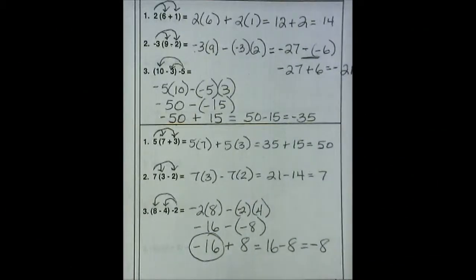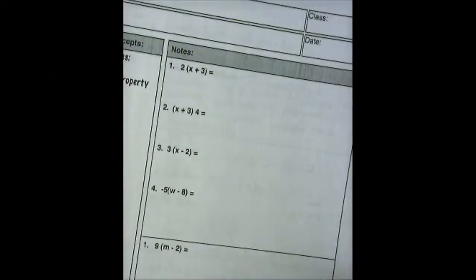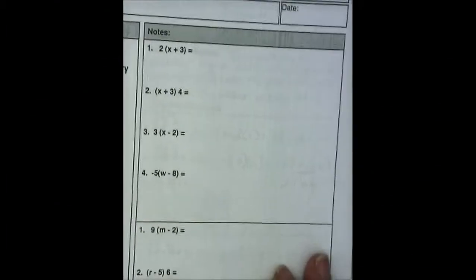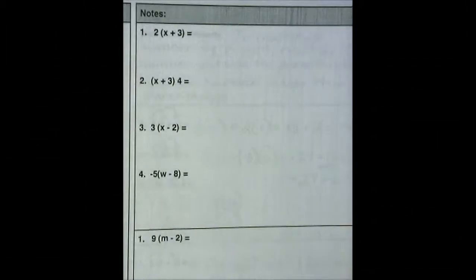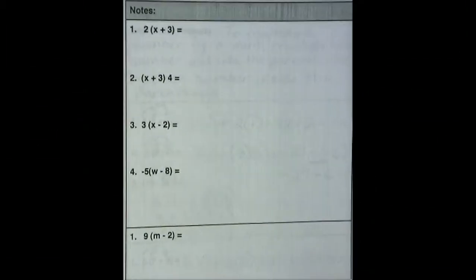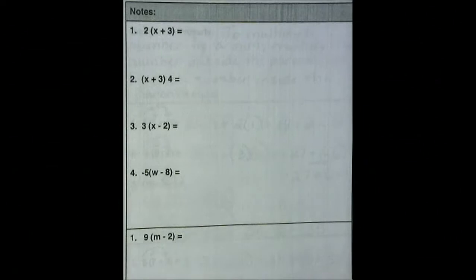Okay, let's look at the second page of your notes. This time we're going to work with variables. So we're going to have some algebraic expressions that we're going to work with the distributive property. These are no different, but you do need to remember a few things that we've talked about already in the past, and that is that you cannot add unlike terms. So let's take a look at it.